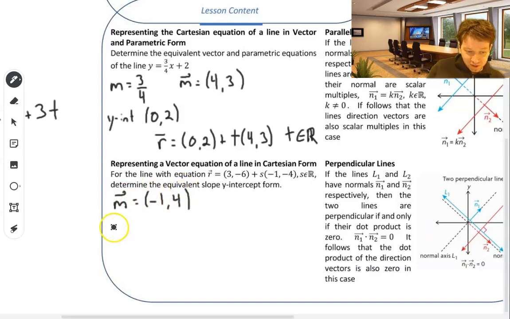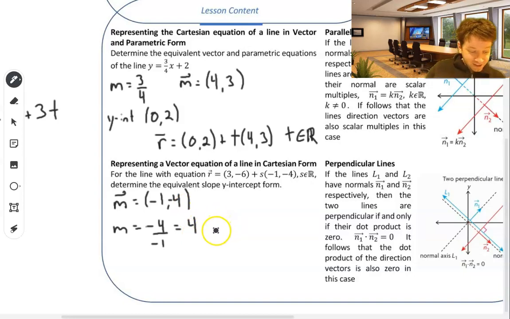And so we know the slope then would be rise, so our change in y, divided by run, our change in x. So, sorry, that's minus 4. So we get minus 4 over minus 1, which just equals 4. So our slope is 4.